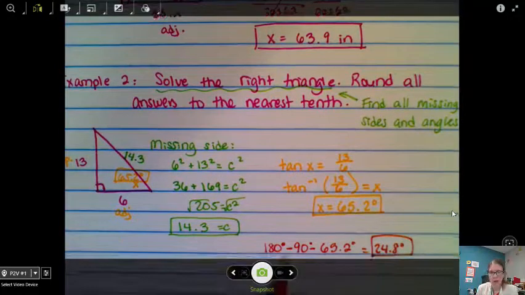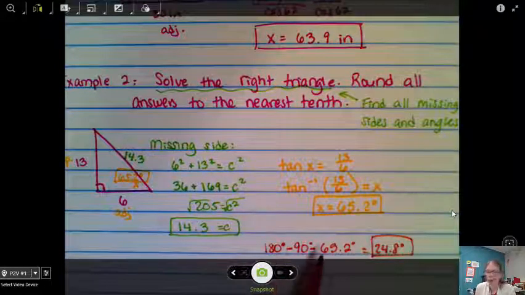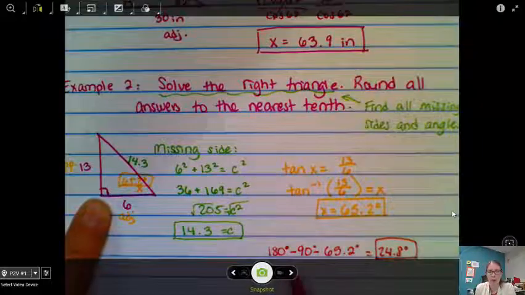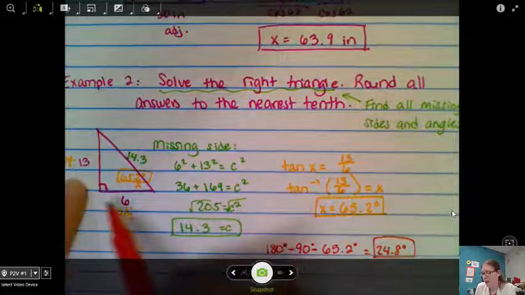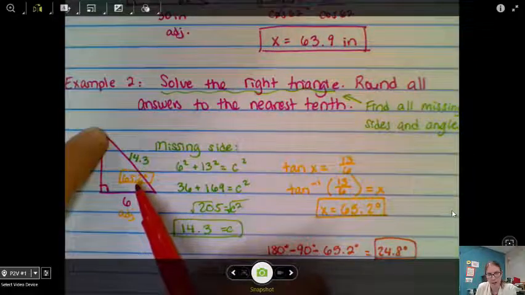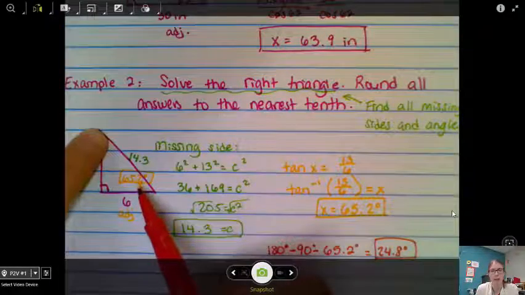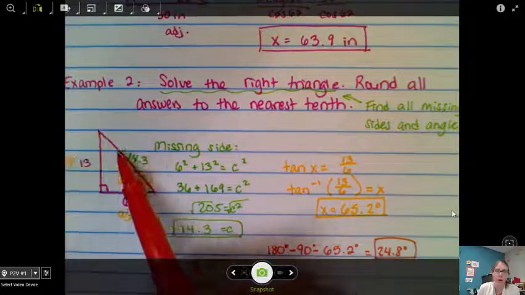Now, we could have also done this a little bit quicker because we know we have a right angle, so we have 90 degrees left over between these two angles. Okay, so we could have just done 90 minus 65.2, but either way, it's a 24.8 degree angle.